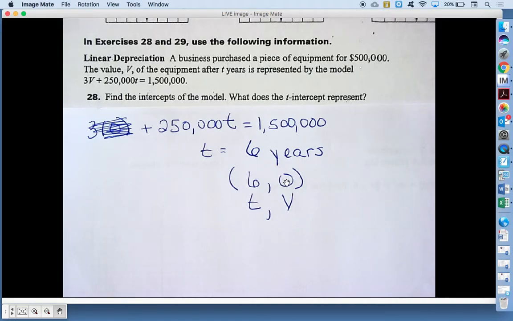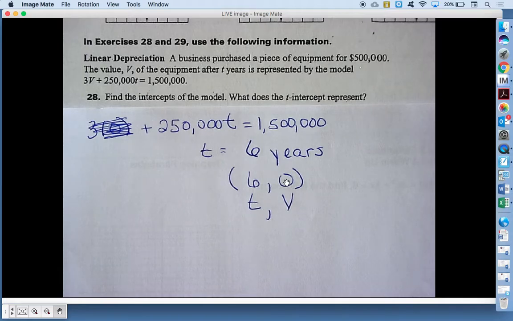So you're probably going to keep on using it until it breaks because you're not going to get anything for it to trade it in. So that's what this 6, 0, or the 6 years represents. It's going to be the value after a number of years. In this case, the value is 0 after 6 years worth of time.